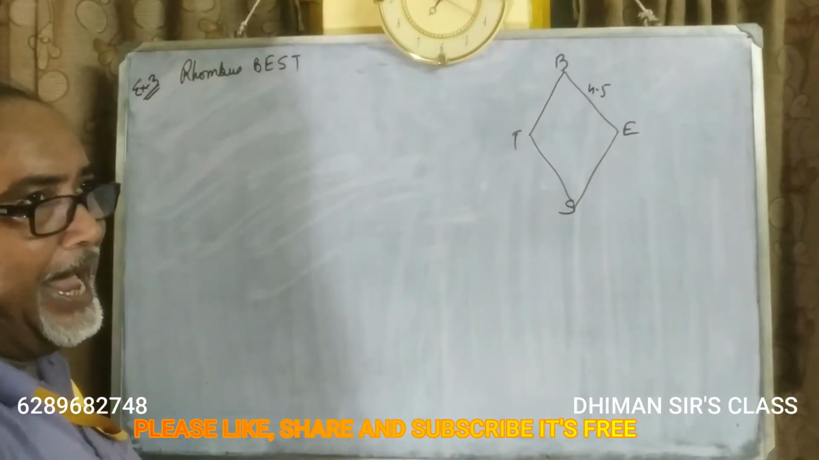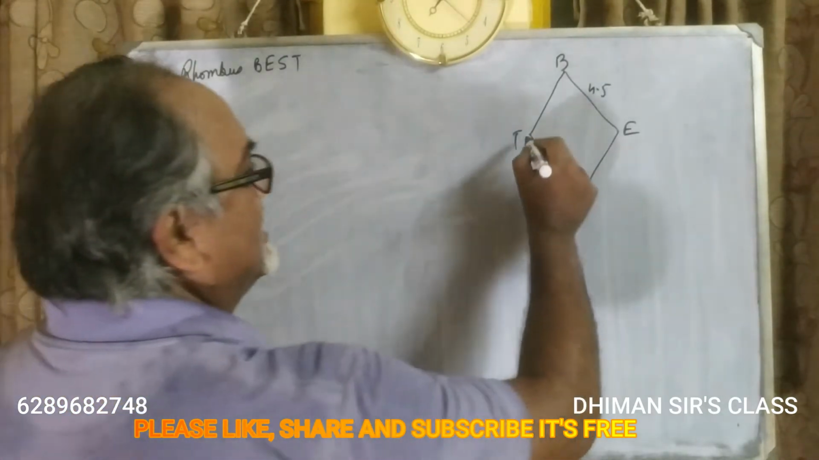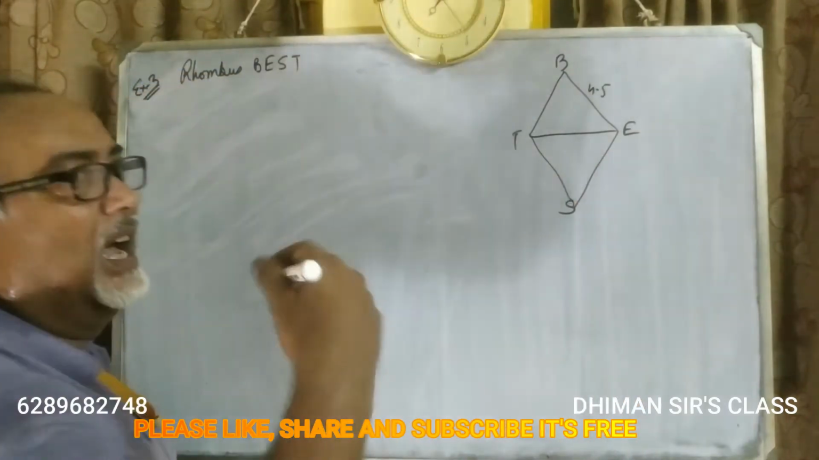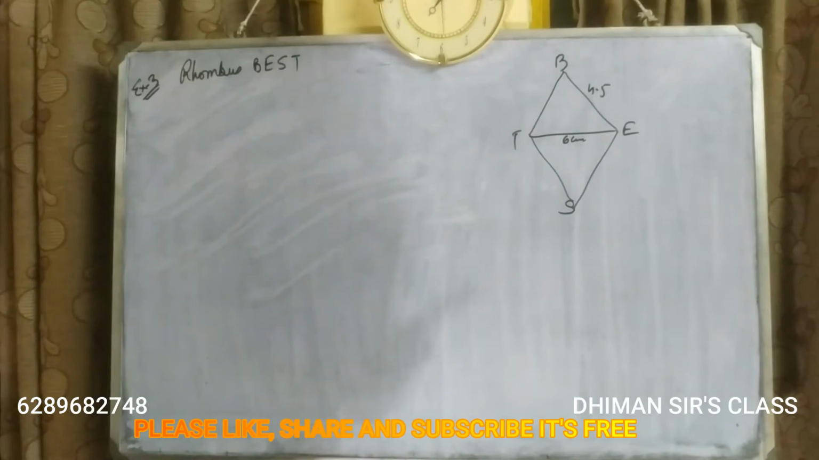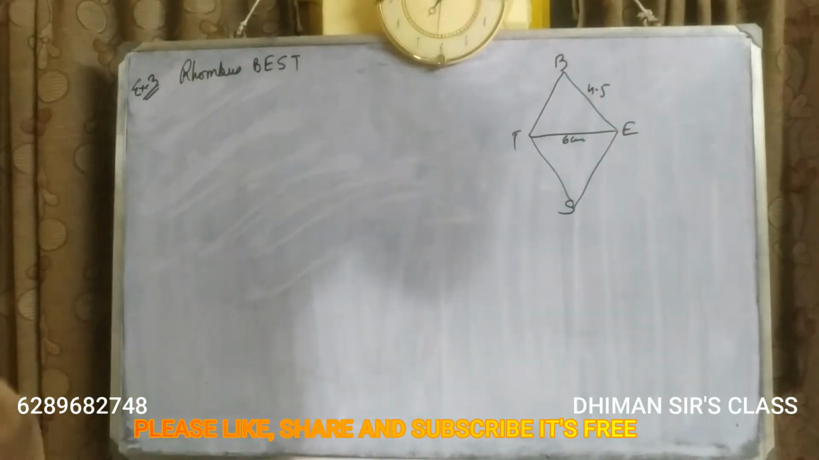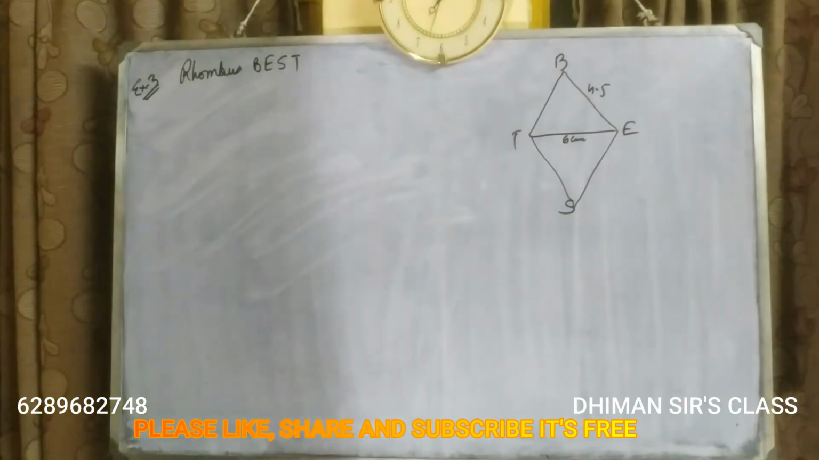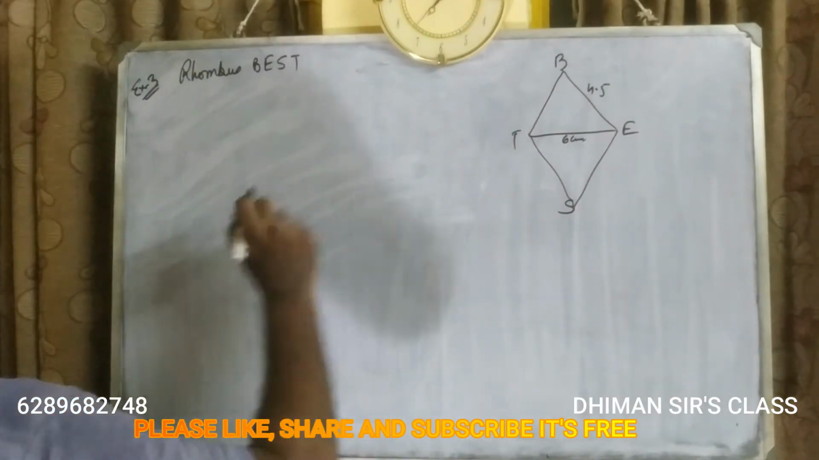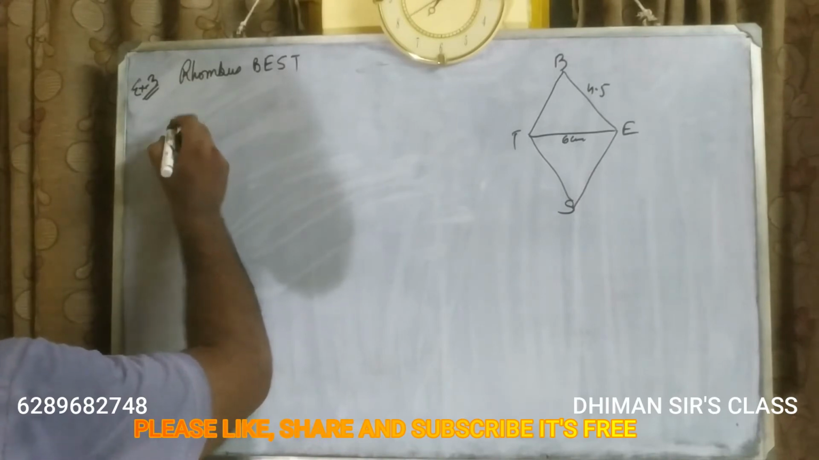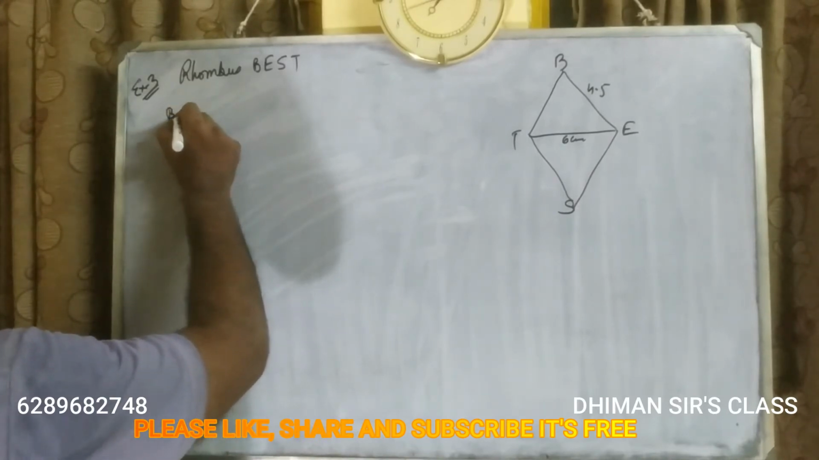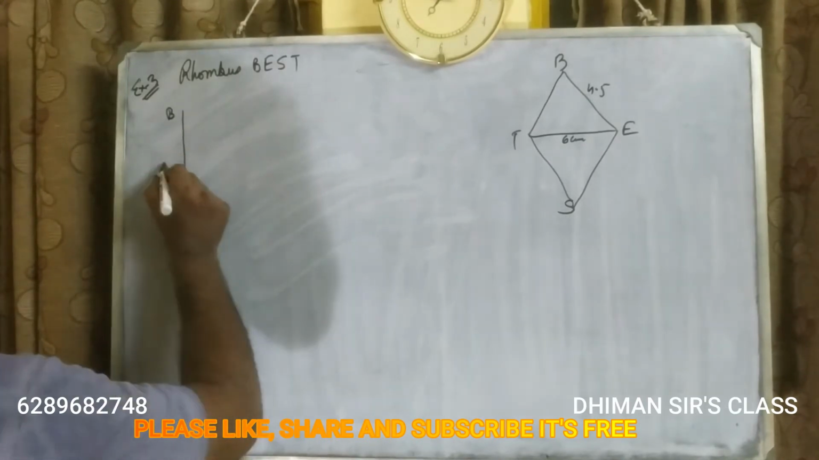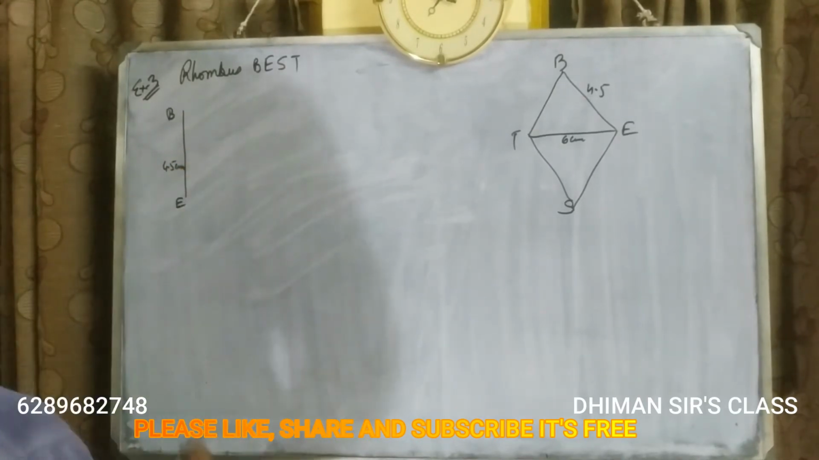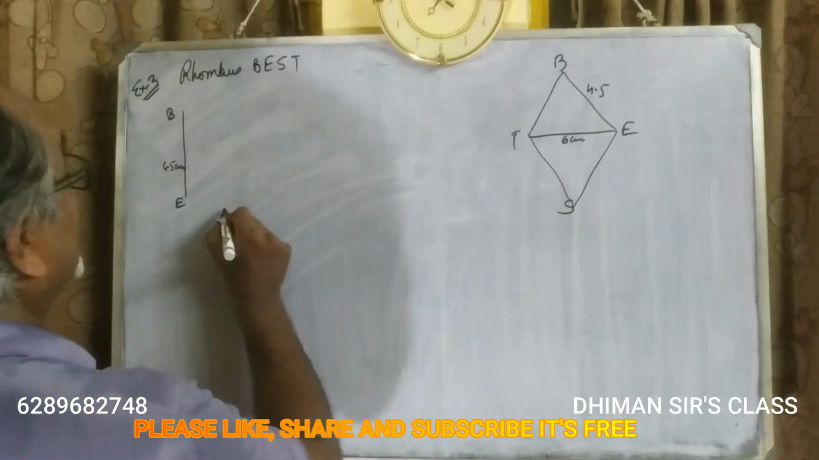Okay. And ET is given to us, say 6 centimeter. Okay. Now, students, what to do? First and foremost, let us do one thing. Let us first draw BE 4.5 centimeter and then TE 6 centimeter.